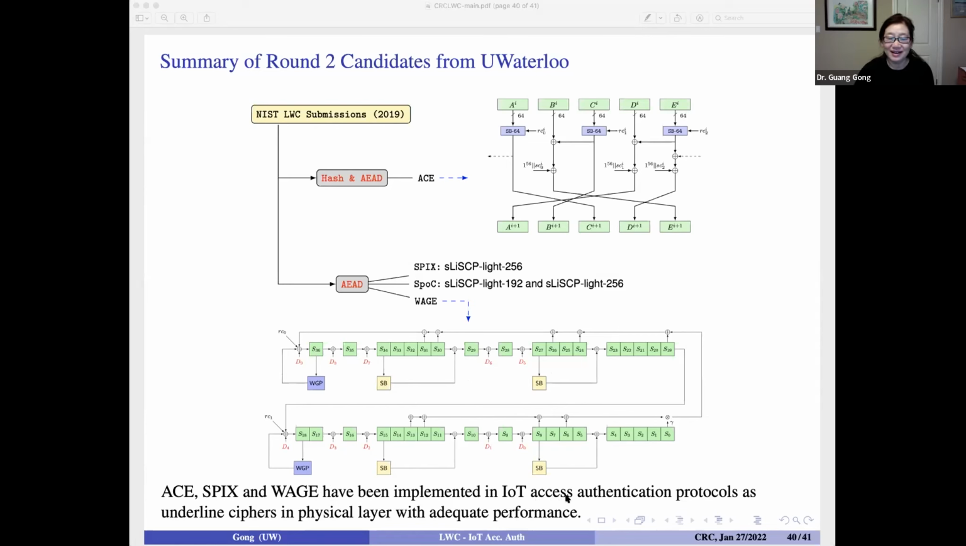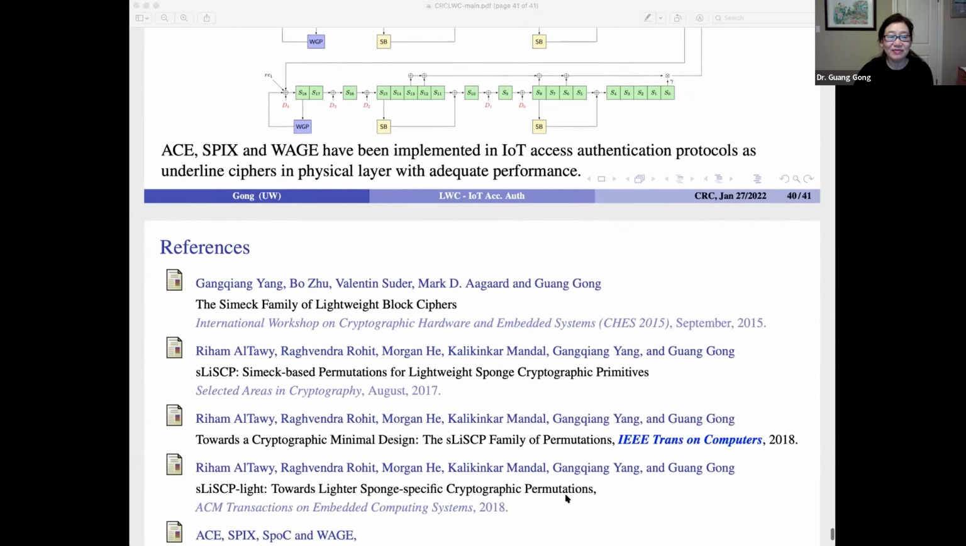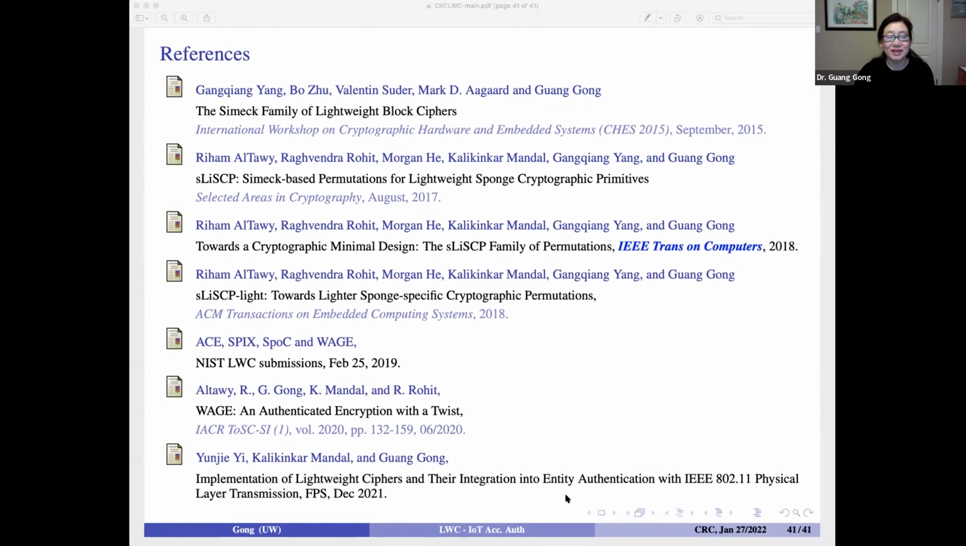These are references taken from our recent publications. The first 1, 2, 3, 4, 5, 6 are about our cipher design. The last one is the application in access authentication. Basically, we also implemented it for data protection, but I did not show you that part. I guess it's time to stop my talk now.